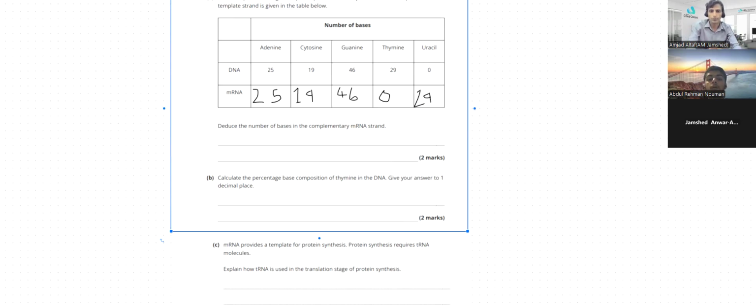It is a percentage of thymine that you have to find out here. But for that purpose, first you should know the total DNA bases, which is 119. Then you have to find out the total number of thymine there. And that's very simple: divide by the total and multiply by 100. Whatever the answer is, that would be the percentage base composition of thymine.